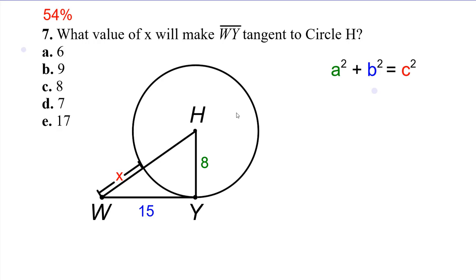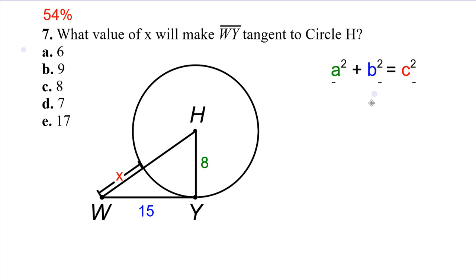All right, what value of x will make it tangent? So in order for it to be tangent, this would have to be a right angle. We can test what value would make it a right angle by using the converse of the Pythagorean theorem. The converse of the Pythagorean theorem says that if a squared plus b squared is equal to c squared, then this has to be a right triangle.